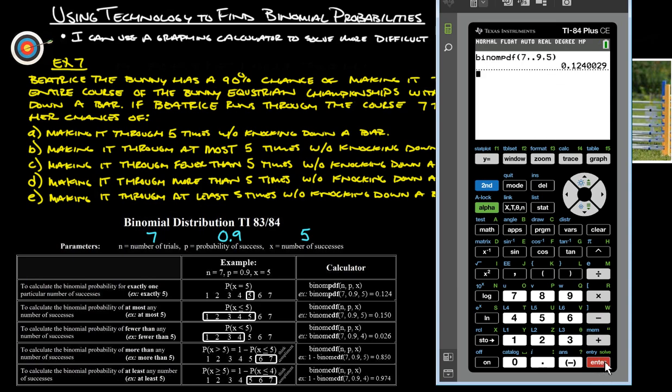If we push enter here, we should end up getting 0.124, meaning that there is a 12.4% chance that Beatrice will go through and successfully get through 5 of her 7 trials. Exactly 5. Not 4 or anything less, not 6 or anything more. Exactly 5.